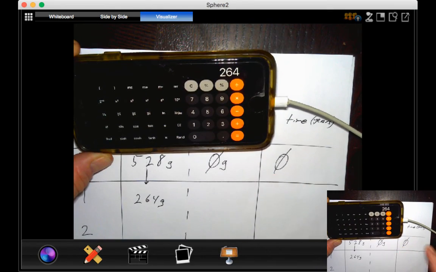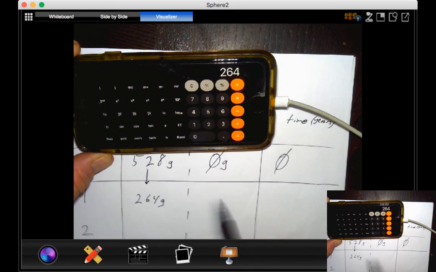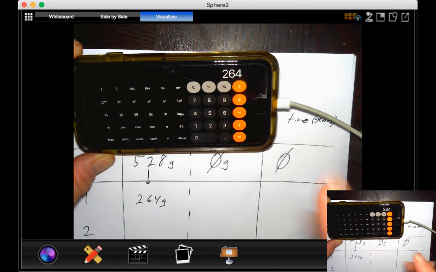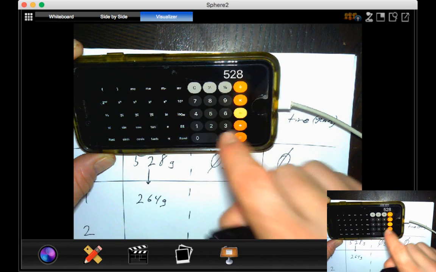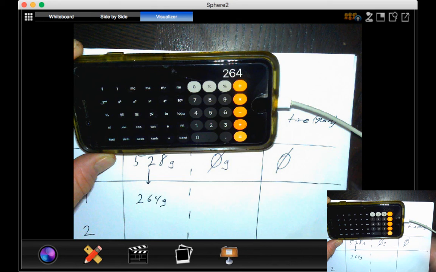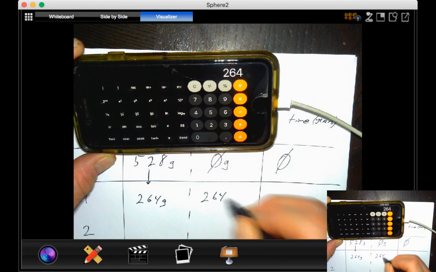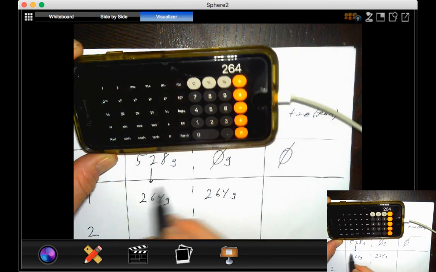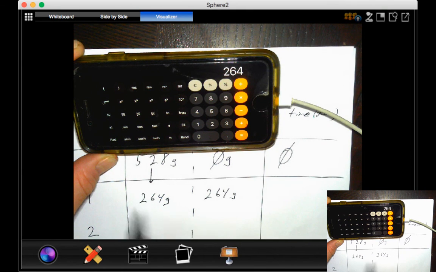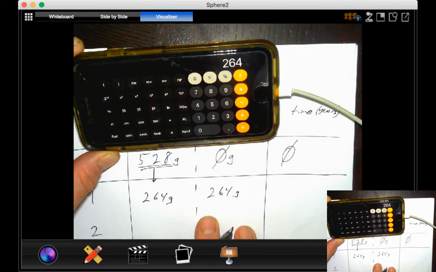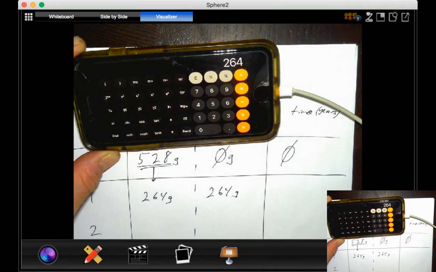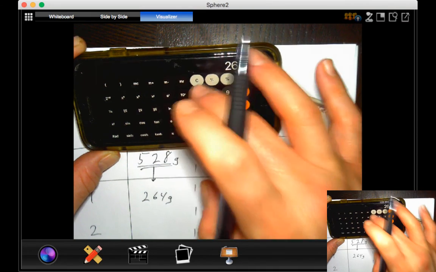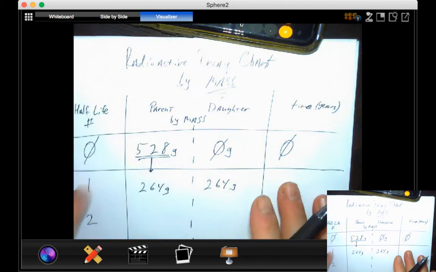Which means, how much of my daughter do I have? Well, how I would do it is take the original 528 and subtract 264, which in this case, since it's the first one, is going to be 264 again. Remember, if I was to add these two together, the parent and daughter, they will equal the original parent starting mass. So 264 plus 264 equals 528. Okay? Great. So put the calculator aside and let's take a look here.